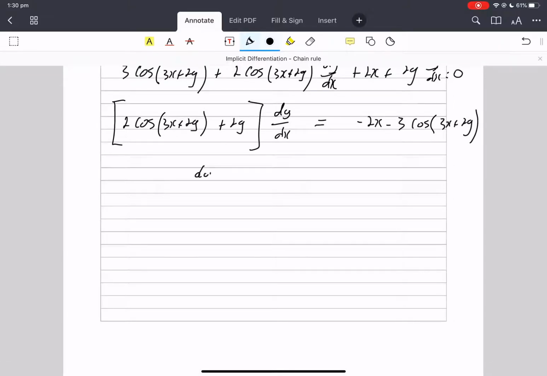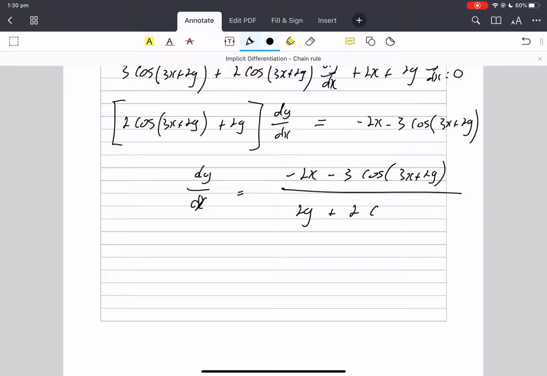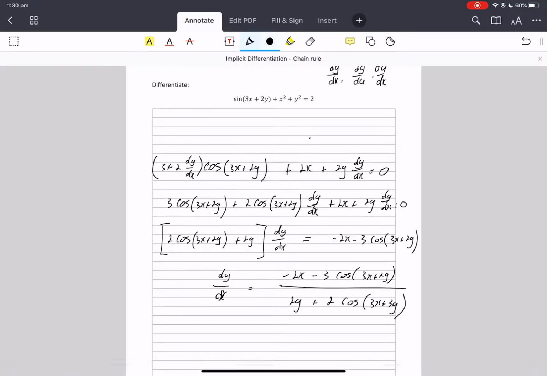So, why am I having such a hard time writing an x? Minus 2x all on the other side. Okay, there you go. It's just a chain rule and then factorising.